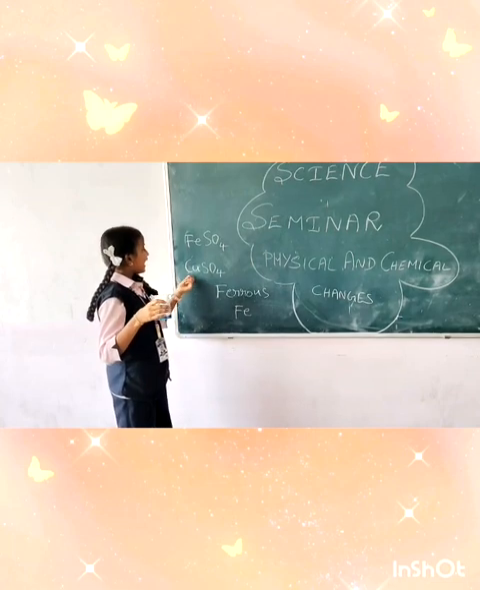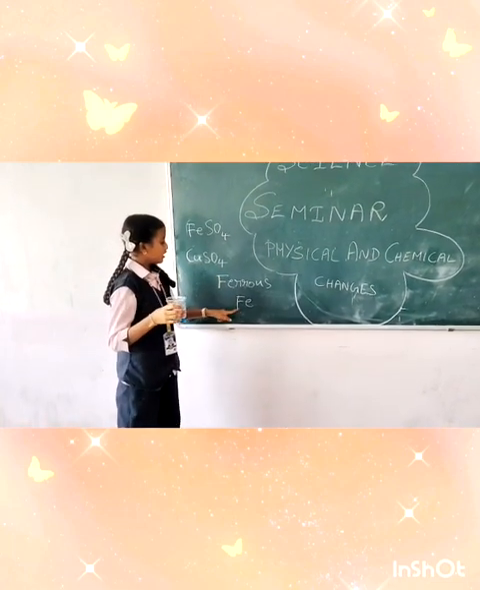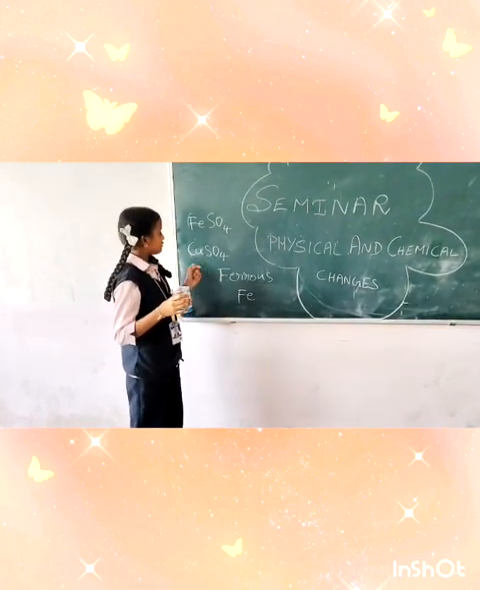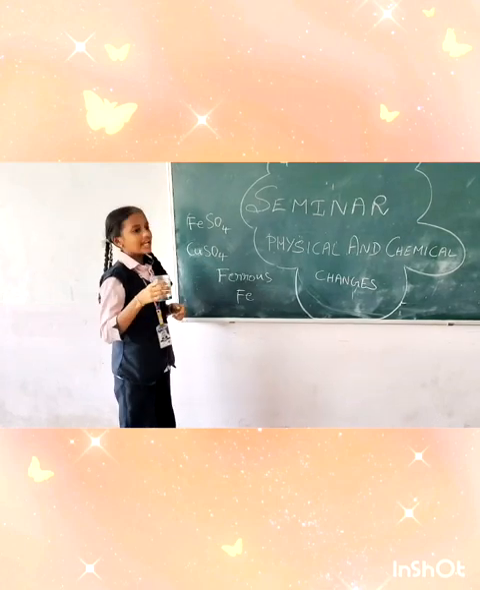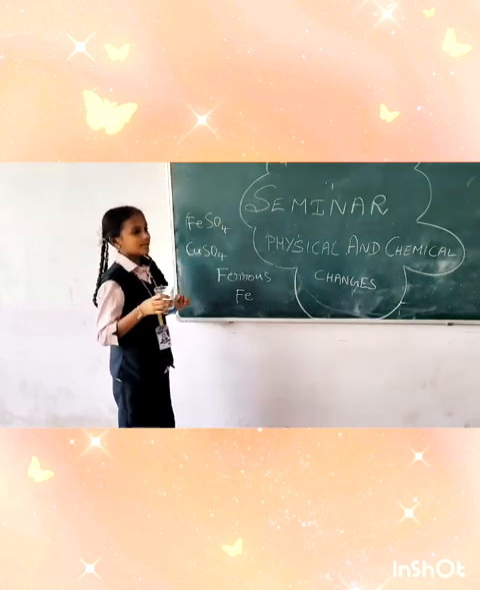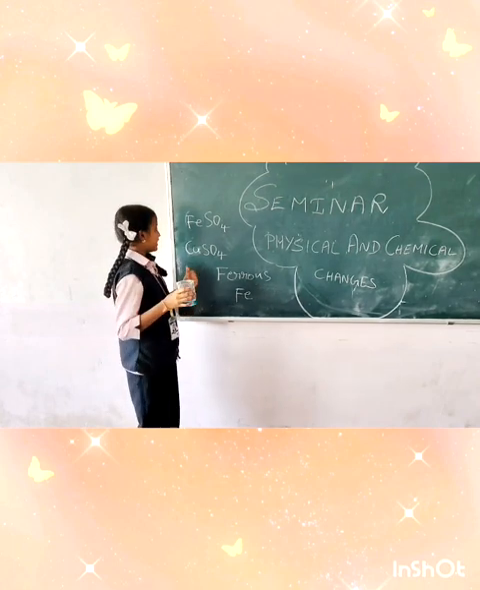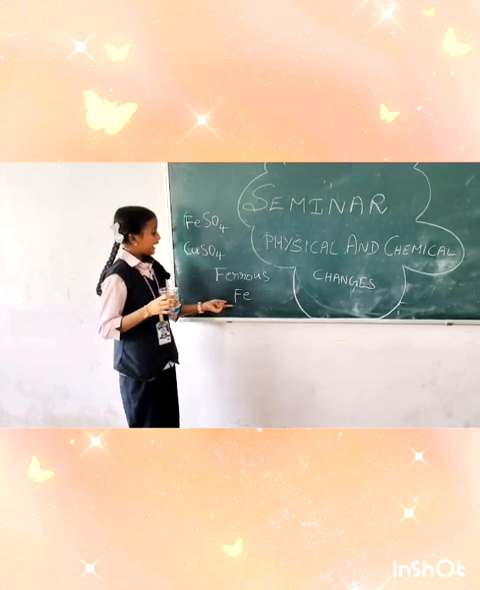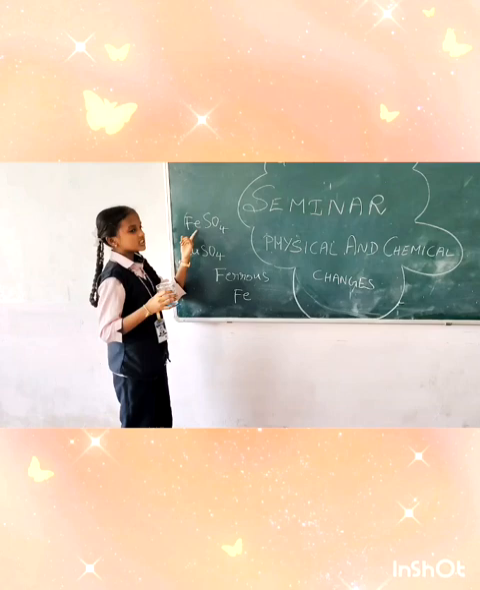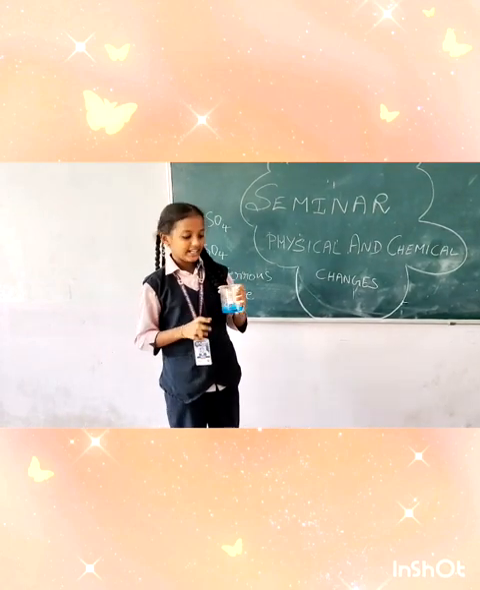Then when we add Fe to CuSO4, it will convert into FeSO4, that means iron sulfate. When I add iron to copper sulfate, it will change into iron sulfate, that is in the green color.